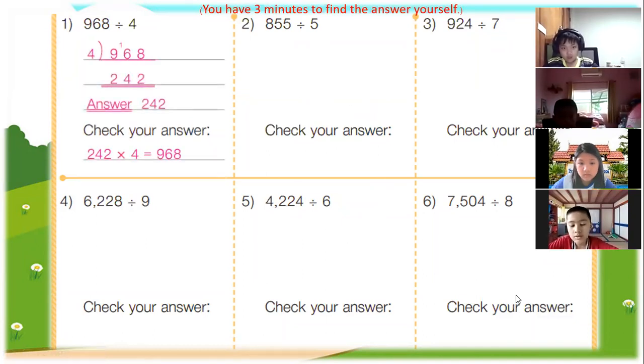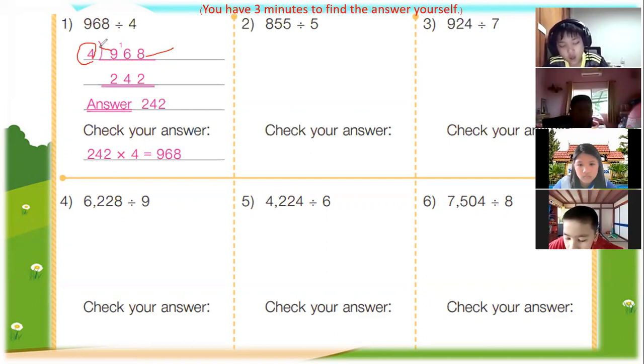First of all, for the first one, just look one more time at how we are going to solve. We have 968, which is the dividing number, and the divisor is 4. So here we are going to use the table of 4. We start from the greater number, which is 9, which can be divided. 4 into 1 is 4, 4 into 2 is 8. So 2 we are going to write here, and 9 minus 8 is equal to 1.